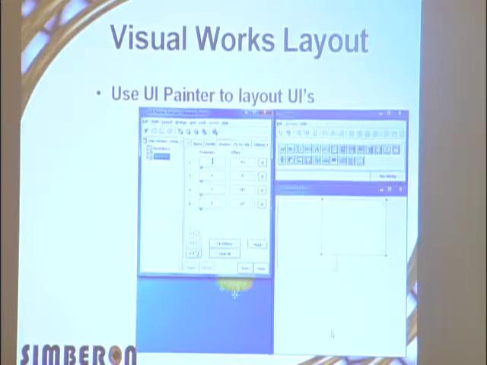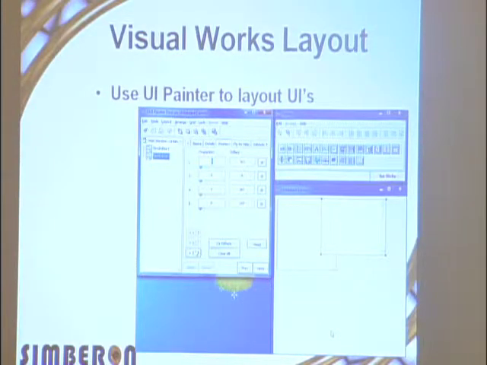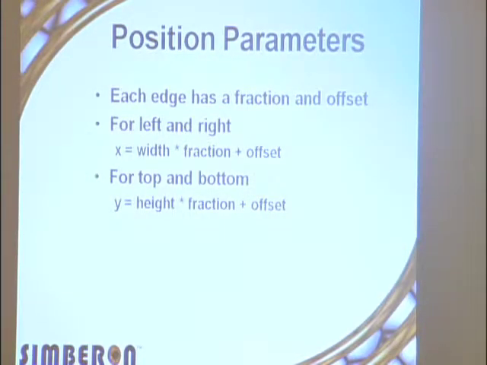In some cases, widgets don't get larger, like maybe buttons or labels, so those are fixed size. The variable size ones you want to get larger as the window gets larger. And to do that, you have 8 positioning parameters that you normally play with. That's the left, top, right, and bottom edges. And for each one of those, you have a fraction and an offset.